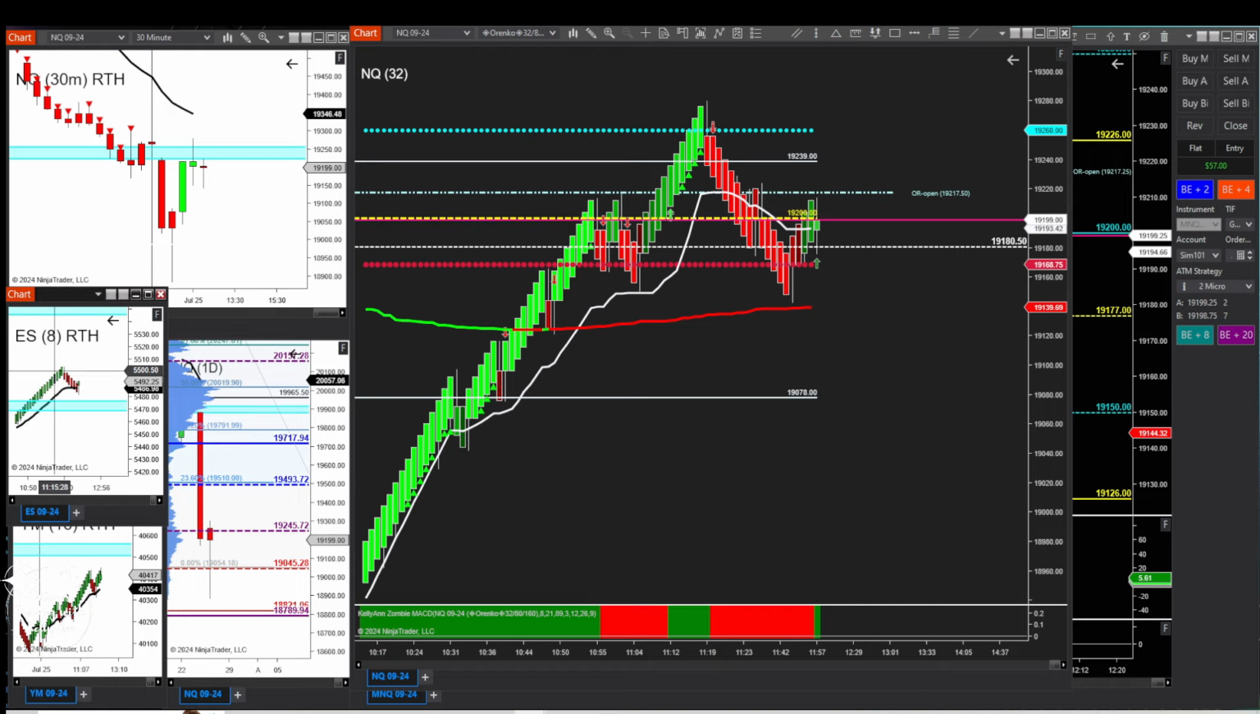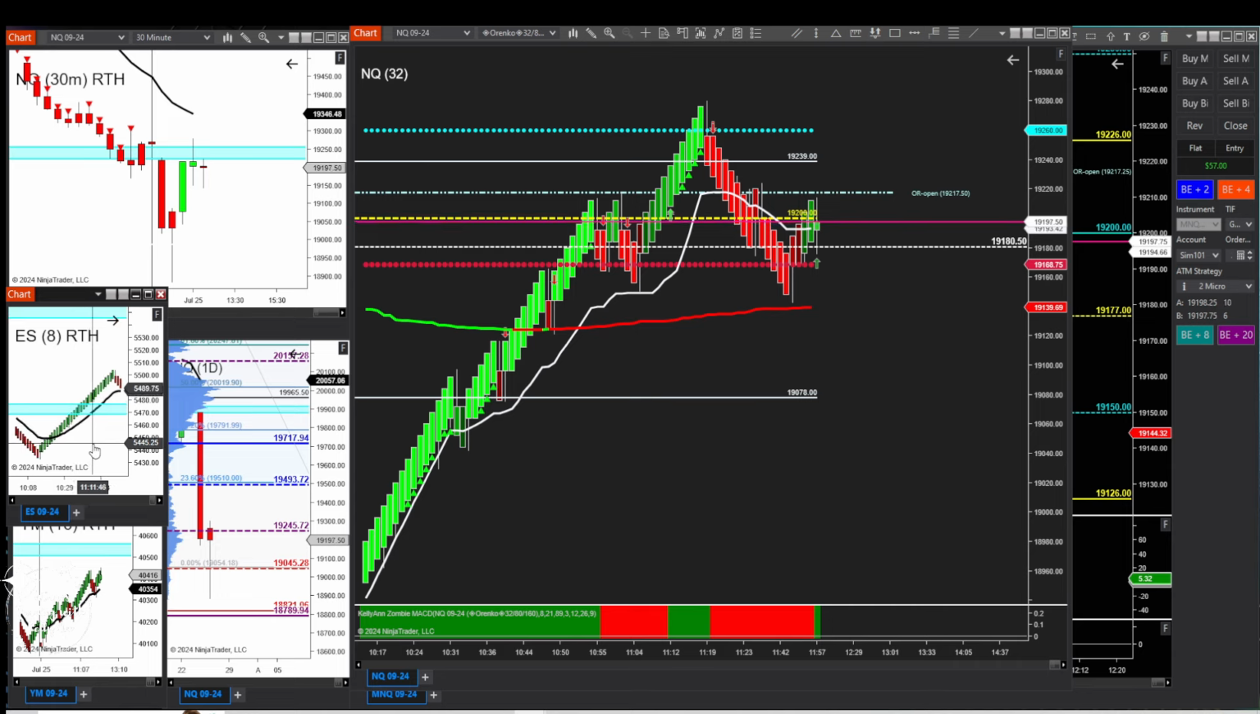What I'm looking for on these charts is just to see if they're moving in the same direction as NQ. I like to have the markets going in the same direction, especially in a trend. When they're not going in the same direction, a lot of times we're in a trading range, and that's a good clue. But I also like to see where the session gaps are.